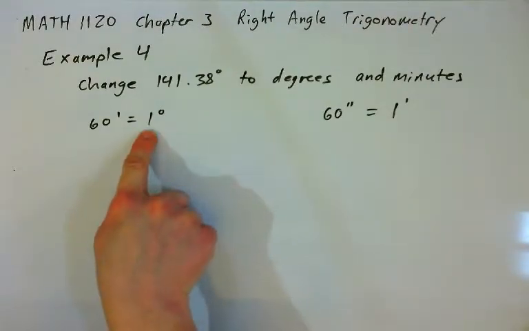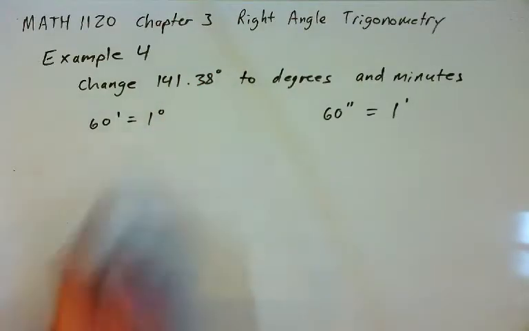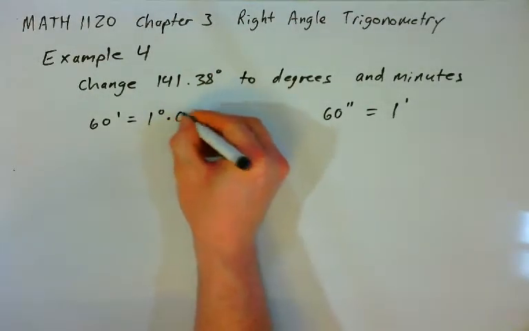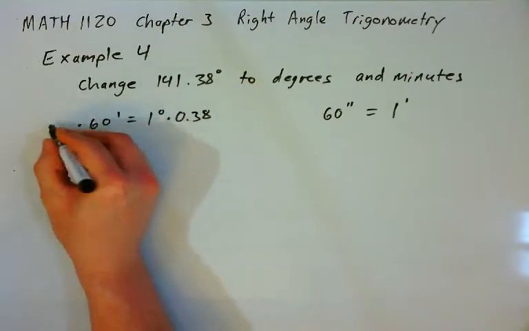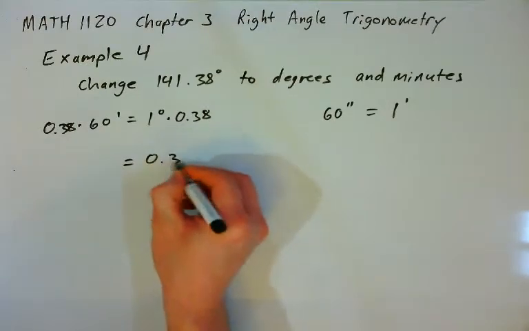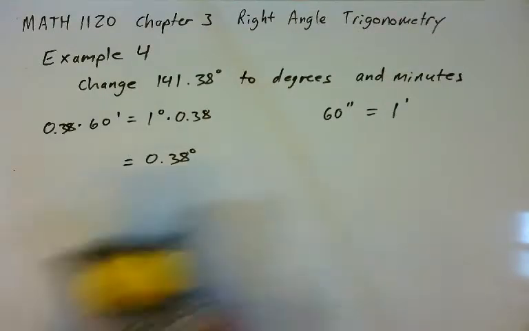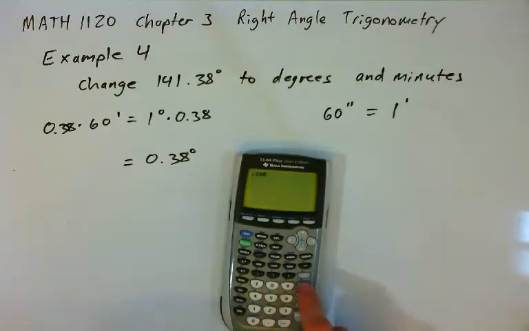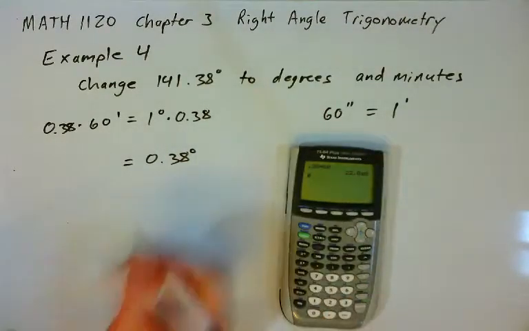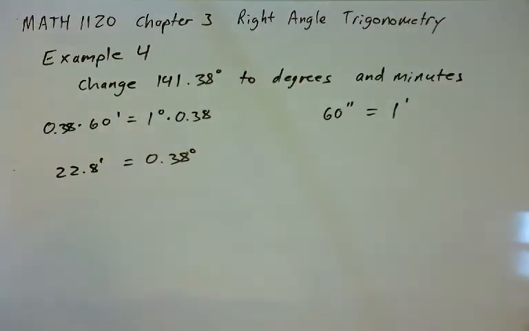This time we're going to basically do the same procedure, but in a bit of a reverse. I don't want to know how many minutes 1 degree is. I want to know how many minutes 0.38 of a degree is. And so what I'm going to do is multiply both sides by 0.38. When we do that, we get 0.38 degrees, which is what we're looking for, is going to be equal to, and I'll use my calculator here, 0.38 times 60, which is 22.8 minutes.